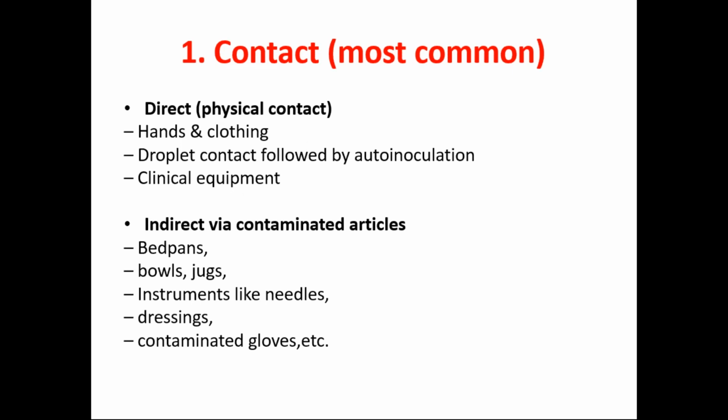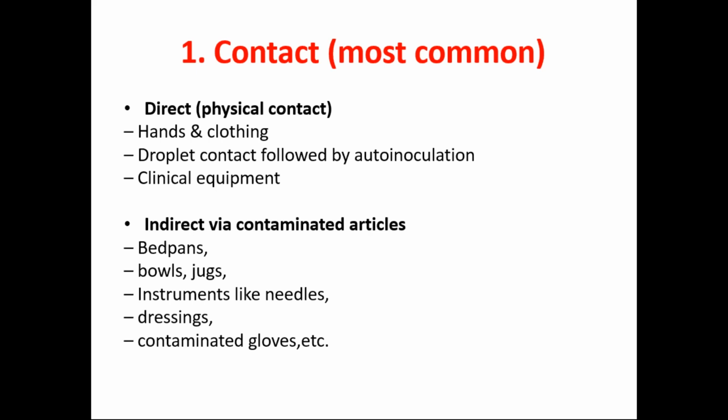First one, contact. Contact may be direct or indirect. Direct means physical contact, that is by hands or by clothing. Next, direct contact followed by auto-inoculation and clinical equipment. The most important type of direct contact is by shaking hands as well as contaminated clothes.